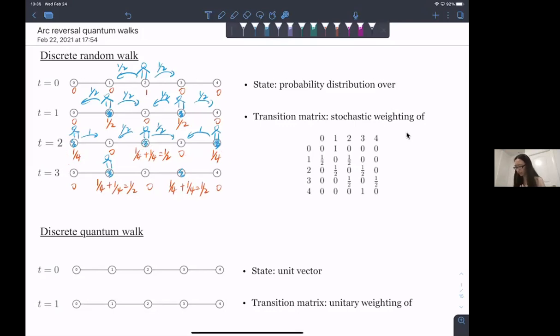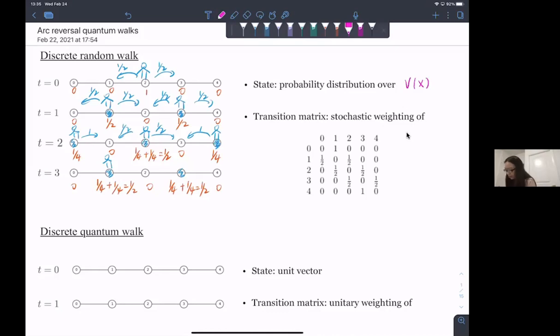So we can put all these probabilities under each vertex and view it as a vector or probability distribution. In general, the state of a random walk is given by such a probability distribution over the vertex set. By the way, in this talk, I will use X to denote the graph.